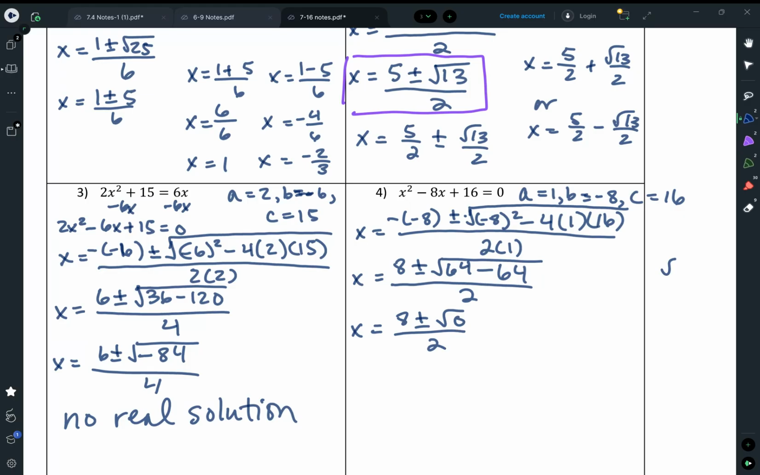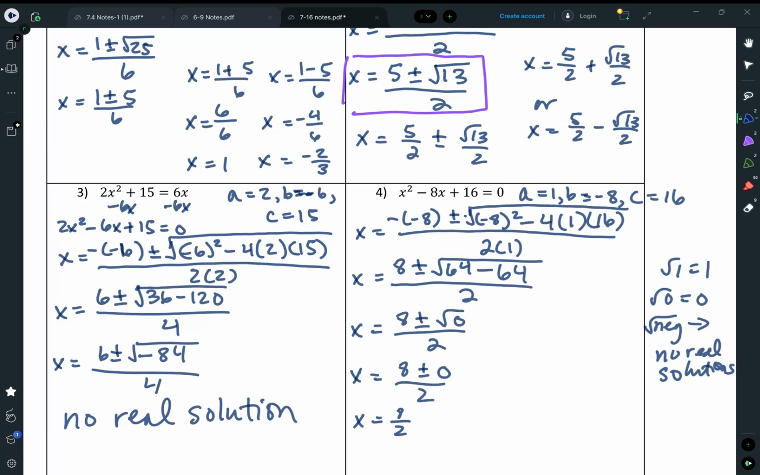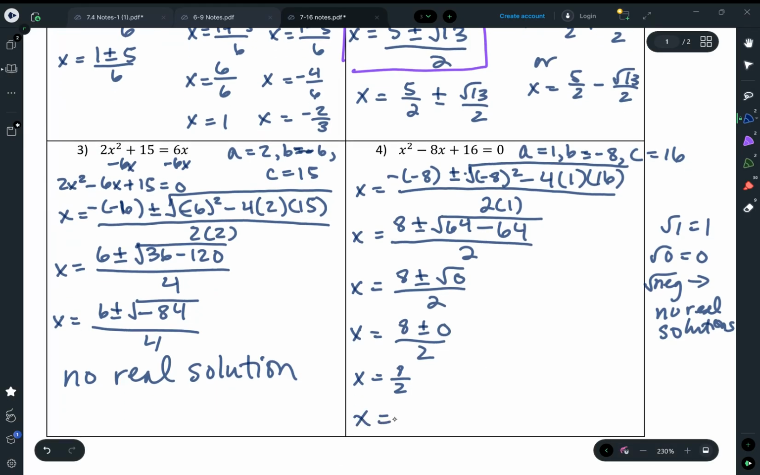So remember that. Square root of 1 is 1, 1 times 1 is 1. Square root of 0 is 0 because 0 times 0 equals 0. And the square root of something that is negative means that we don't have any real solutions. These are some things that we kind of struggled with yesterday. So square root of 0 is just 0, so 8 plus or minus 0 over 2. Well, it doesn't matter if I add 0 or subtract 0. It's just 0. So this is really just 8 divided by 2, which means x is going to be equal to 4.